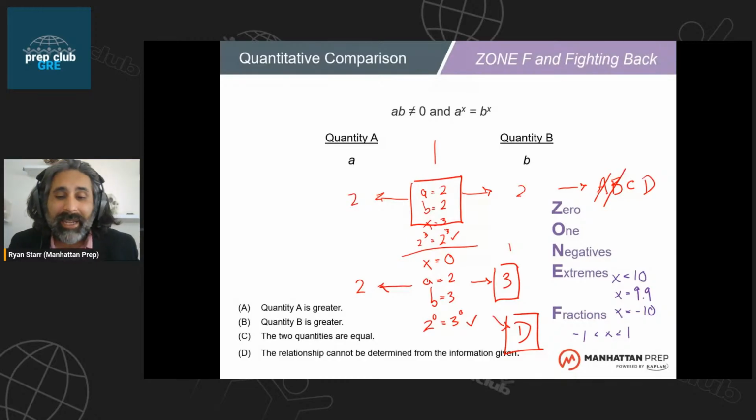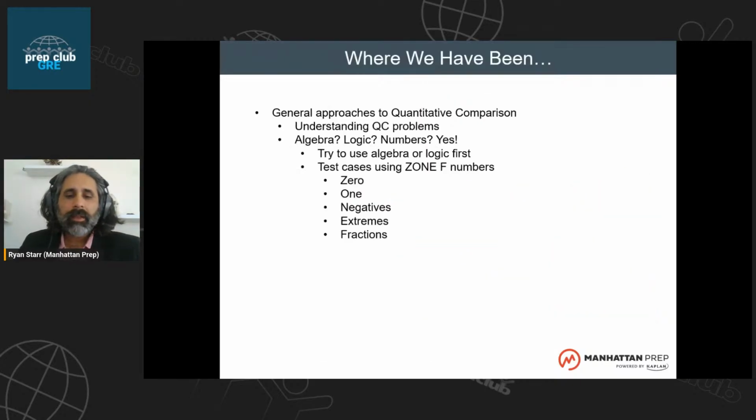Yeah, A and B could be equal, and C is definitely a possibility, and B is the only other possibility, right? All right. Zero is really useful for testing cases, it unlocks some of the less expected outcomes in quantitative comparison, and the harder quantitative comparison gets, the more unexpected the outcomes are, right?